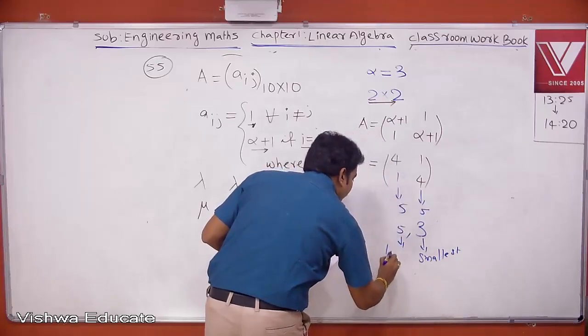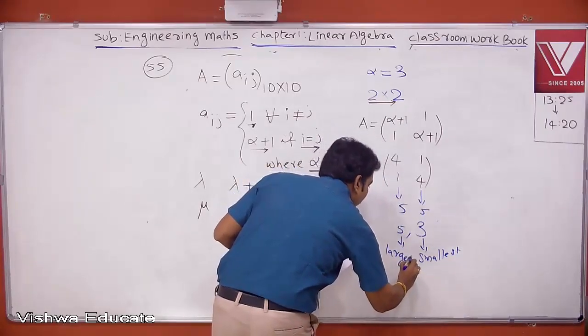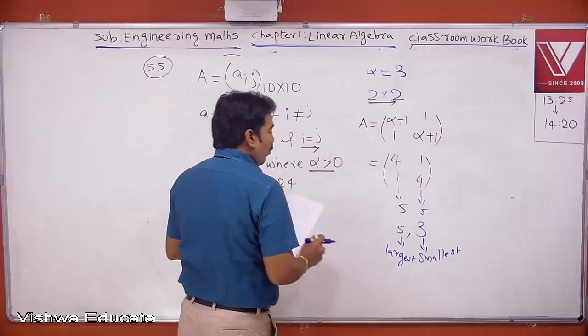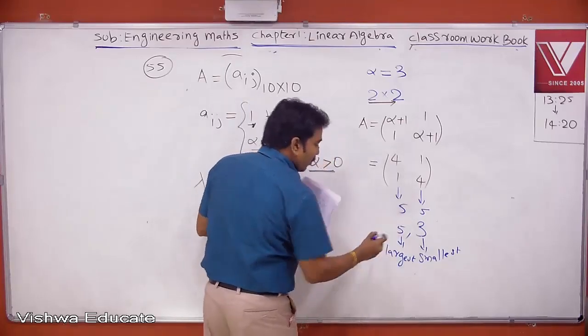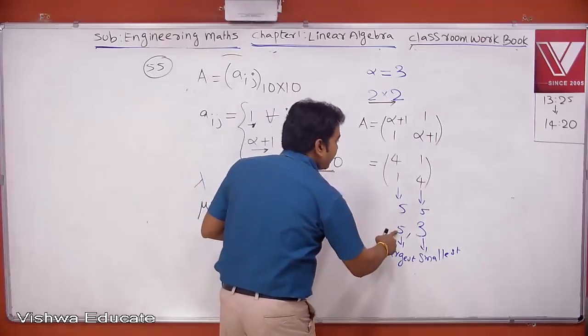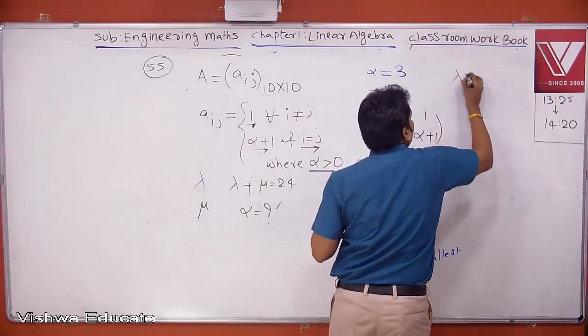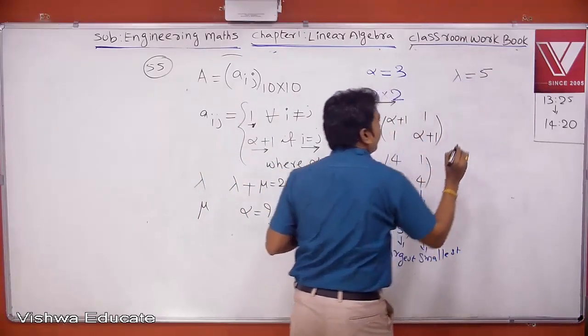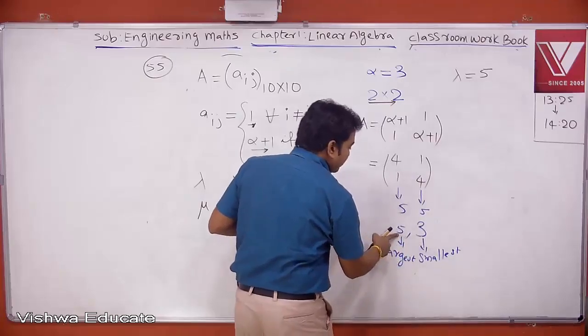And the largest is this. Therefore, what is this? Let me explain this in terms of alpha. What is my largest eigenvalue? 5. So in this case, lambda is 5. Lambda represents the largest eigenvalue.